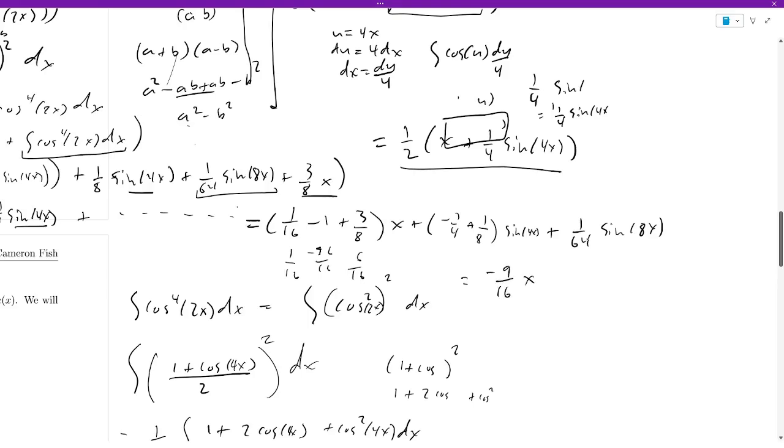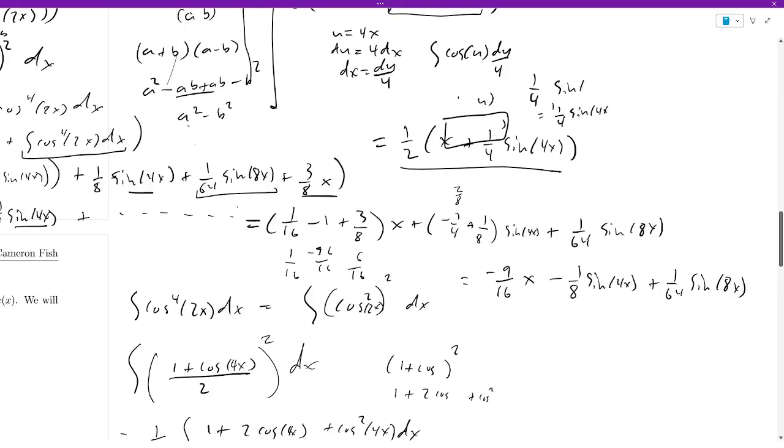So that's how much x I have. And then over here, 1/4 is 2/8, so I have 1/8 minus 2/8, so I have minus 1/8 sine 4x. So yeah, I promise this is way longer and more annoying than any problem I'd expect to do on an exam, but it's a good showcase of all the different little algebra tricks and u-subs and little things that can happen when you do these types of integrals.